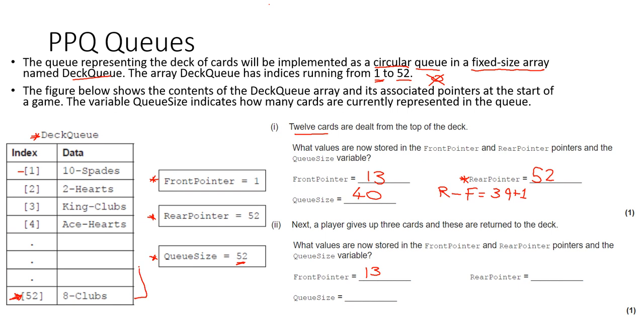And because this is a circular queue, it's going to go around back to position 1. So we go from 52, which is the 8 of clubs, and then we're adding 3 cards. So it's going to be adding to index 1, index 2, and index 3. The rear pointer would now be 3, adding those 3 extra cards. It's wrapped around with that circular queue style. We had a queue size of 40, now the queue size is going to be 43. There we can see the circular queue in action.